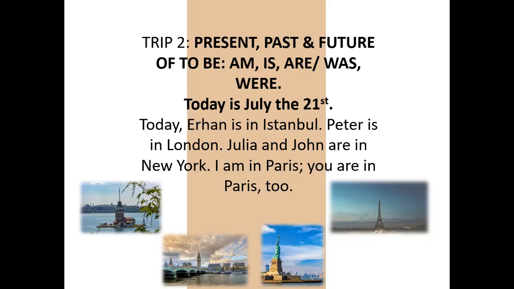We started our beginner level with sentences such as, I am in Paris, where are you? Osman is in New York, where is Yasemin? As you see, there are four pictures of different cities. The picture of Istanbul on the left, the photograph of London, the photo of New York, and on the right, the picture of Paris.